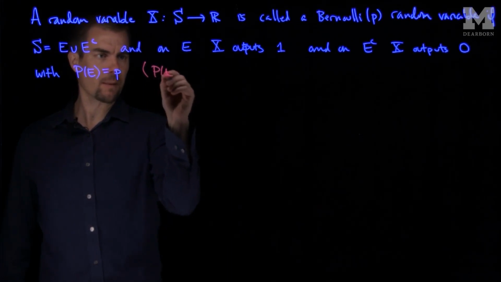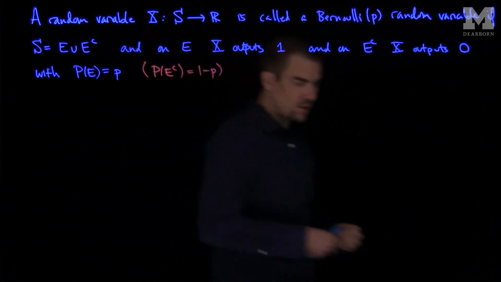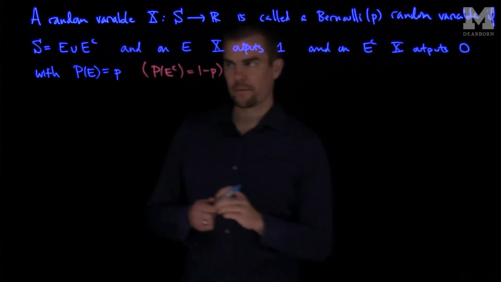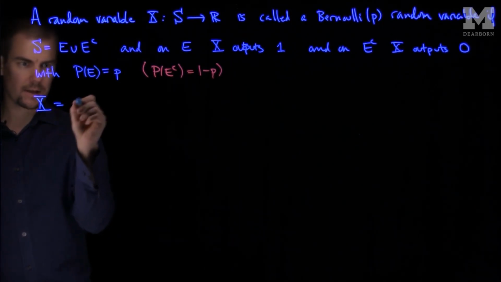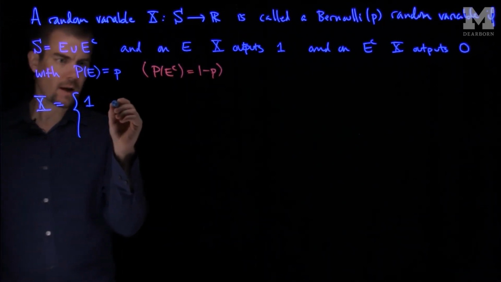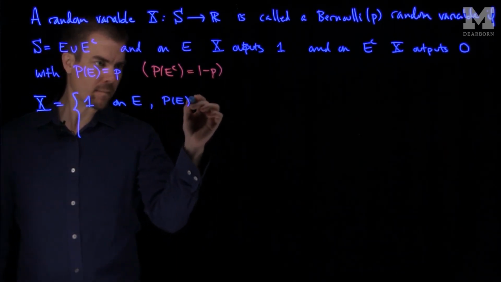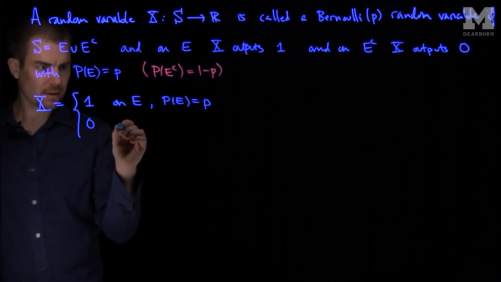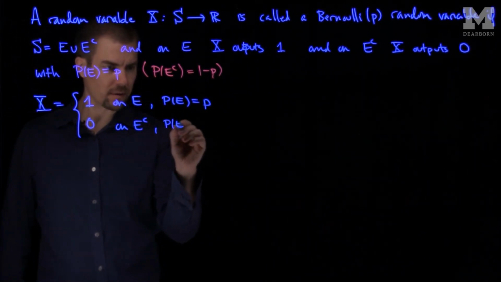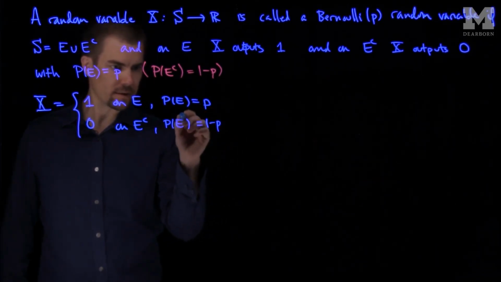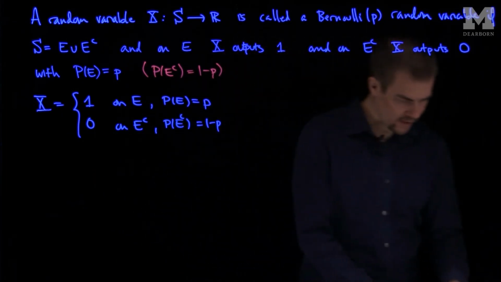Of course, the probability of E complement is therefore 1 minus P. And so what we can do is write the random variable in the following way. We can write this Bernoulli random variable X as being equal to 1 on the set E with probability P, and 0 on E complement with the probability of E complement being 1 minus P. And so now we can compute the expected value of these random variables.